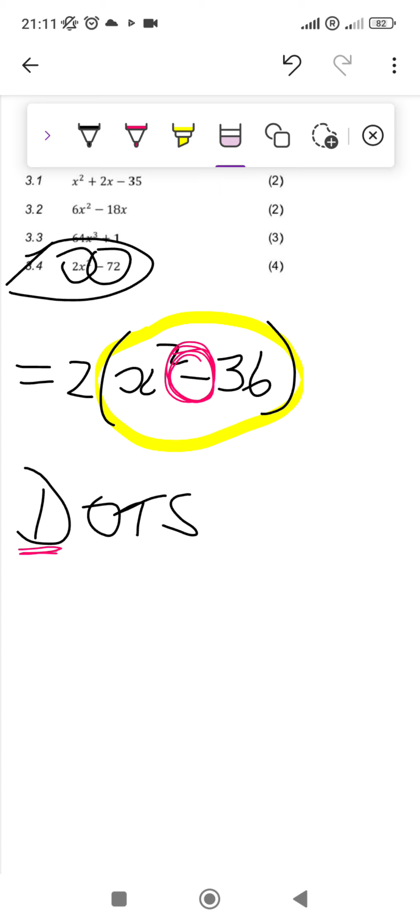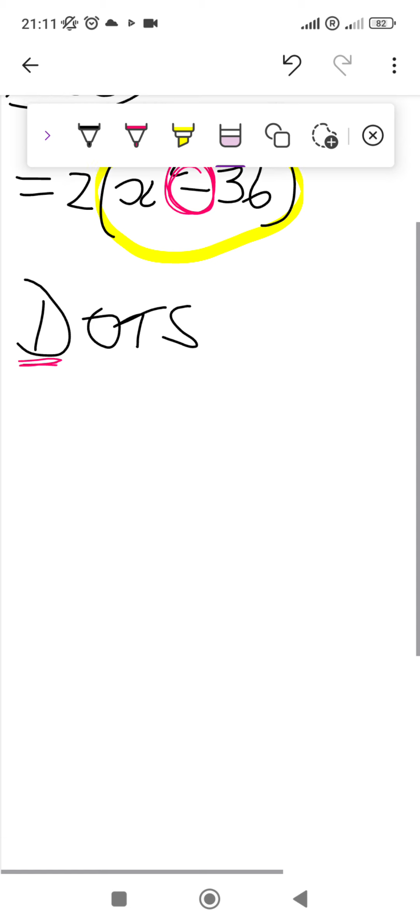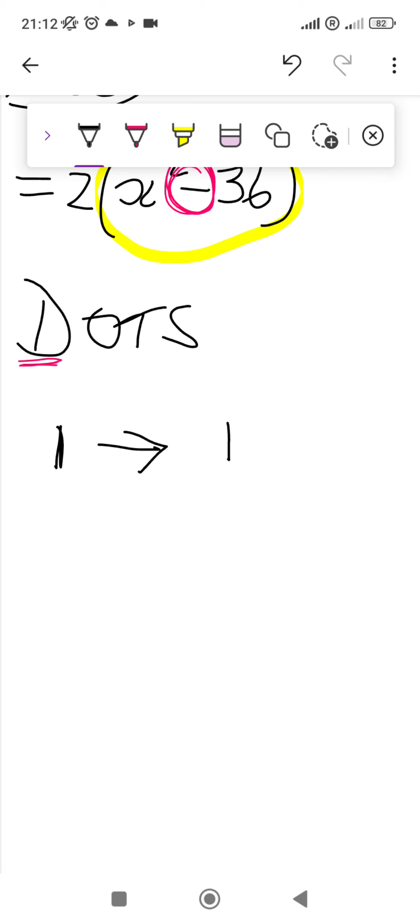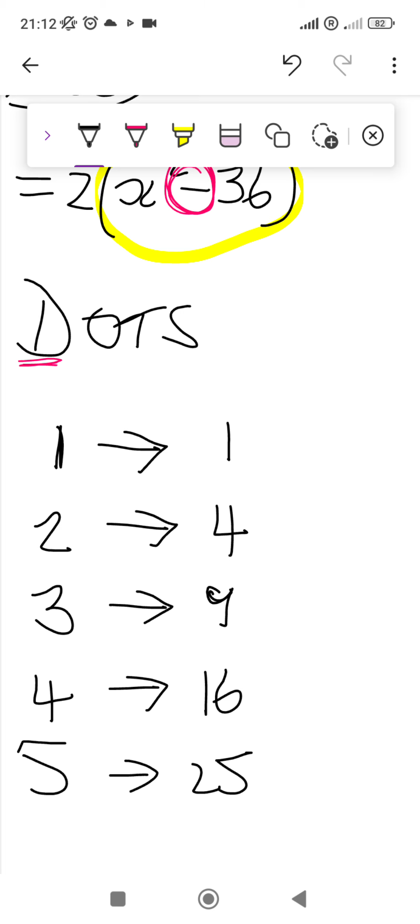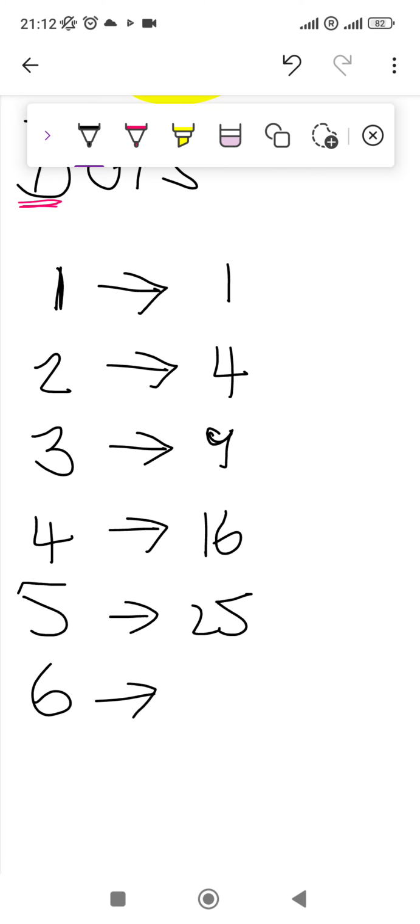Okay, the next thing, squares. Let's talk about squares. All right, so what are perfect squares? For the difference of two squares, generally we look for perfect squares. So what are perfect squares? Perfect squares are 1 multiplied by itself is still 1. 2 multiplied by itself is 4. 3 multiplied by itself is 9. 4 multiplied by itself, 16. 5 multiplied by itself, 25. 6 multiplied by itself, 36.